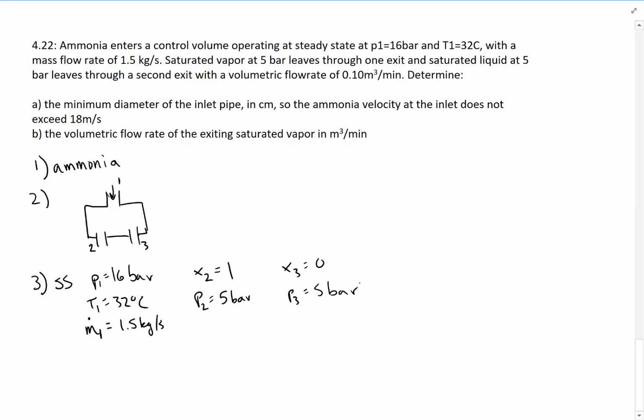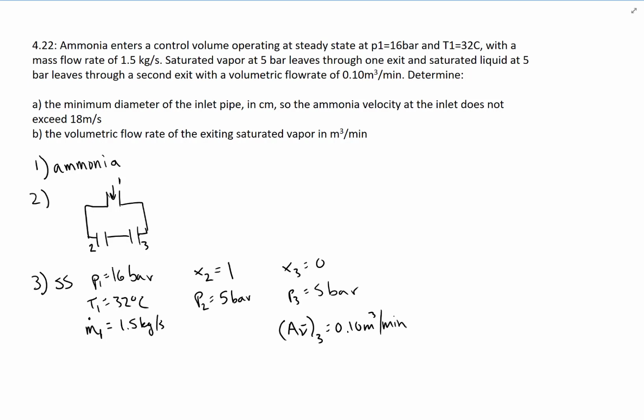Okay, so looking at this, one thing you should notice is that you have two properties at state 1, two properties at state 2, and two properties at state 3, which means we can get all other properties as necessary. We also know that the saturated liquid at 5 bar leaves through its exit with a volumetric flow rate of 0.1 meters cubed per minute. So the volumetric flow rate at 3 is equal to 0.10 meters cubed per minute. It's important to put that 3 in there because that's the volumetric flow rate at that exit, which doesn't mean it's the volumetric flow rate anywhere else. The first thing we're asked to do is find the minimum diameter of the inlet pipe so that the ammonia velocity stays below 18 meters per second.